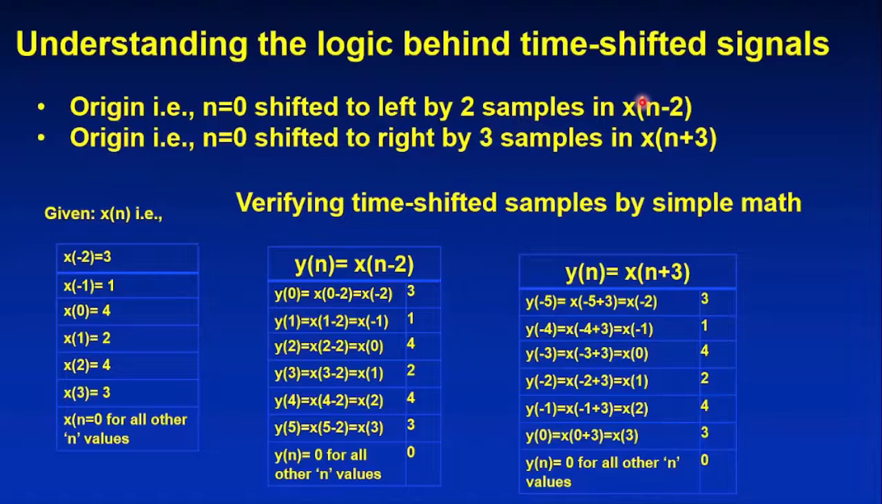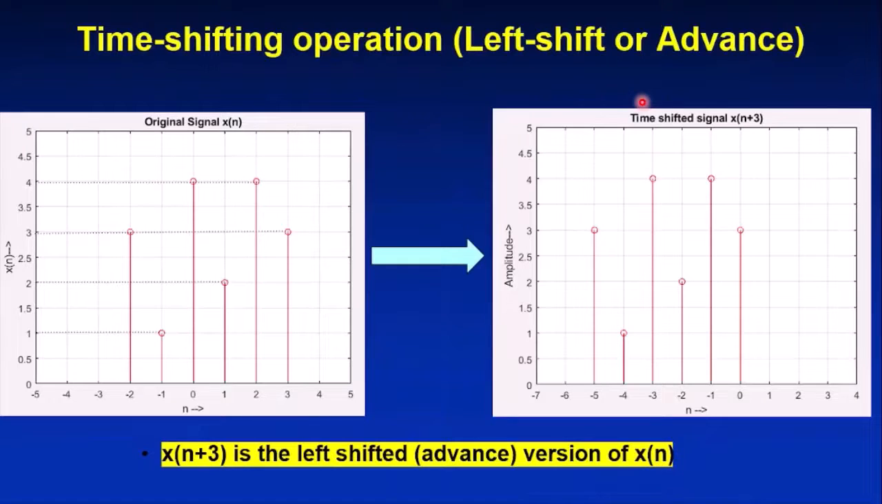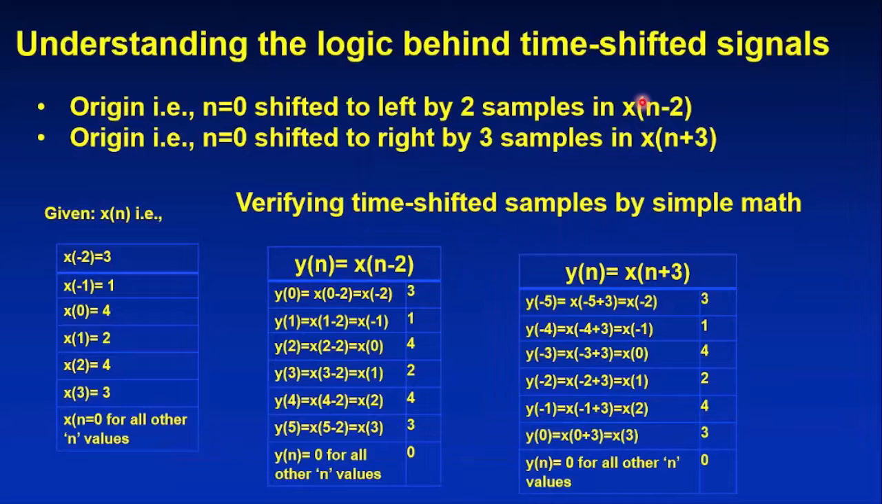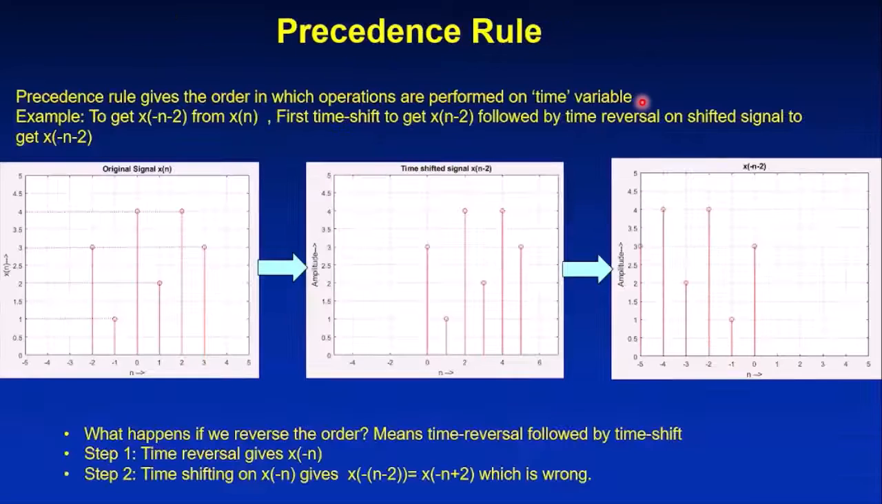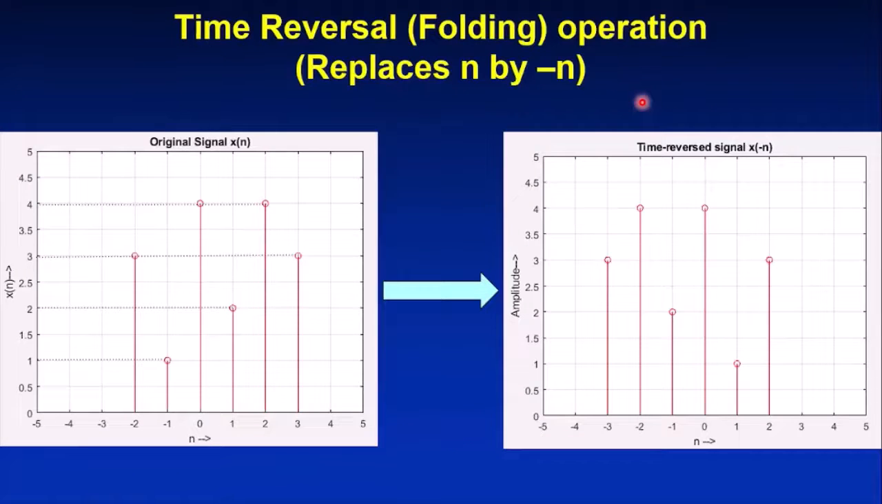So this is the quick review of these 2 signal operations, which are carried out on the independent variable. In the next session we will discuss other operations which are carried out on the dependent variable. So now let us move on to the next operation, which is called the time reversal operation, which is also called the folding operation.